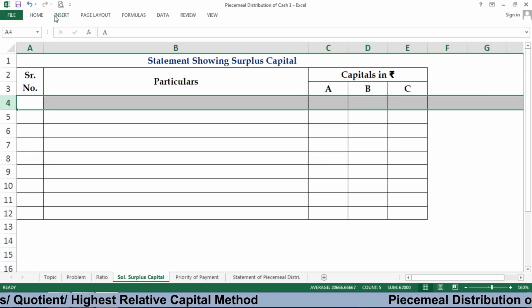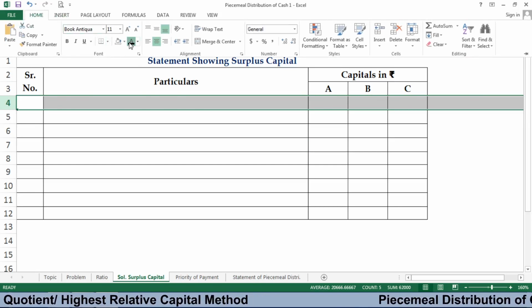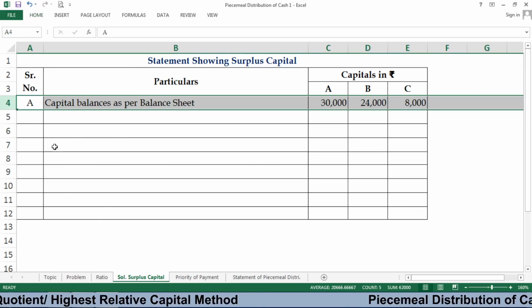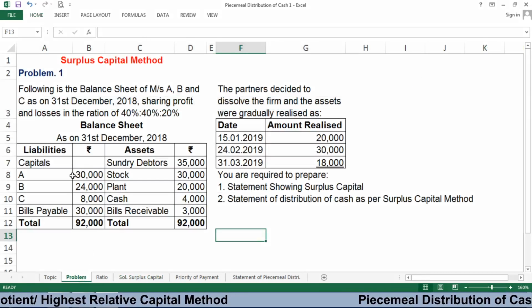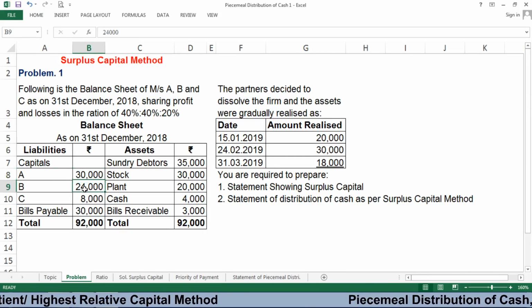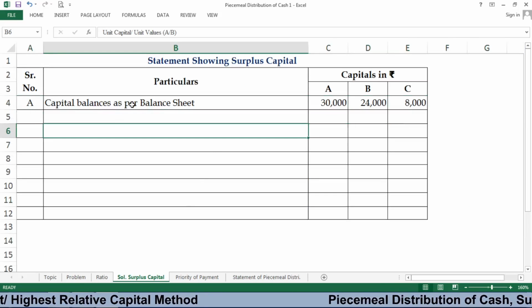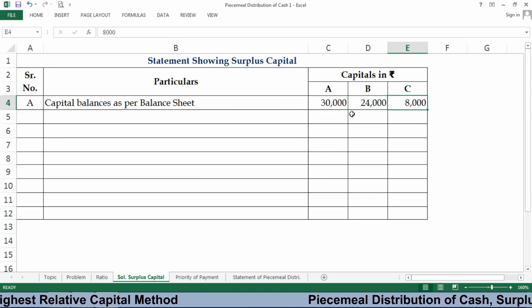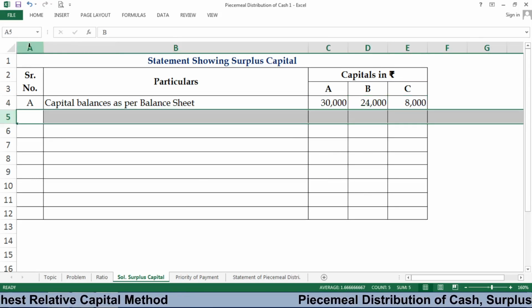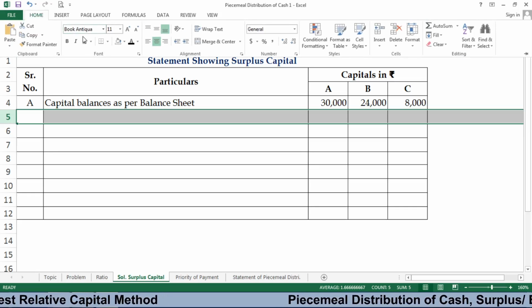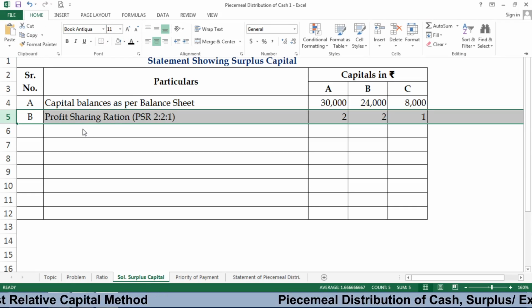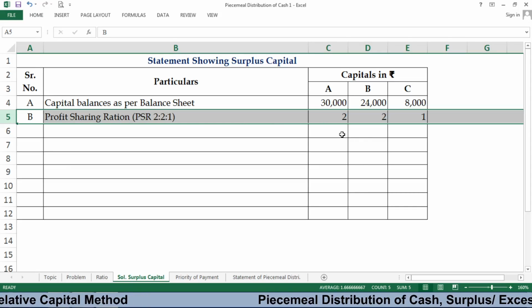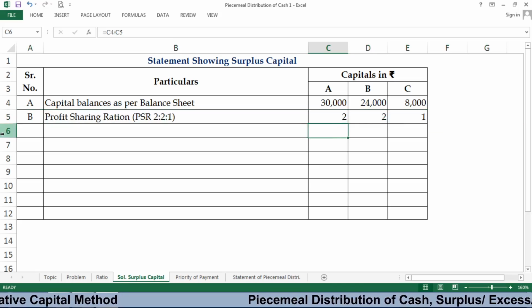First of all, we will put the balances which are given in the balance sheet. So here in the balance sheet, the problem shows that the capital of Mr. A is 30,000, B is 24,000, and C is 8,000. Here the capital balance as per the balance sheet is 30,000, 24,000, and 8,000. Now we have to put the ratio. The profit sharing ratio of Mr. A, B, and C is given as 2 is to 2 is to 1.